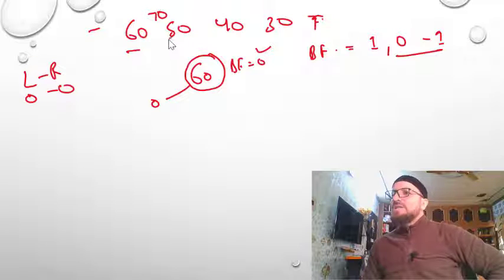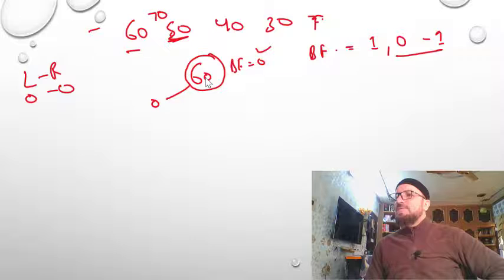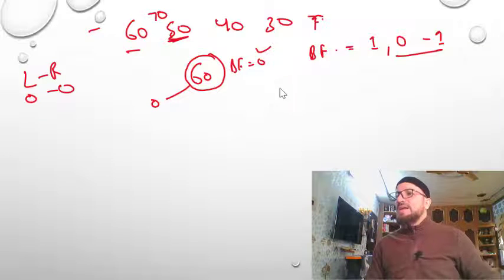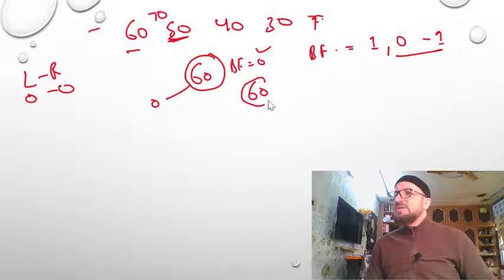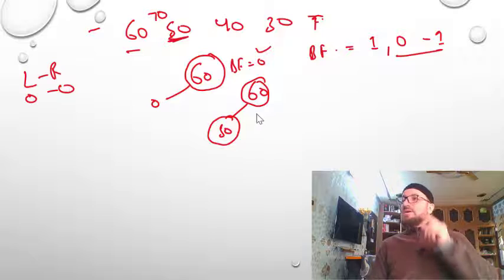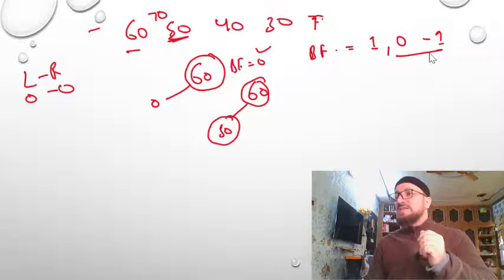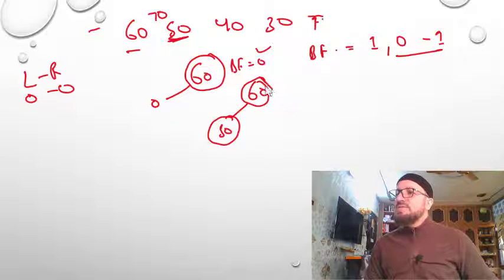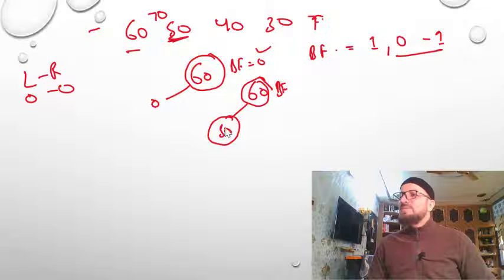Now after 60, I am going for 50. 50 is lesser than 60. We know in a binary search tree it has to be on the left side. So 60 is here, and now 50 is to be attached on the left. I check the balance factor. If the balance factor doesn't come like this, then I go for rotation. The balance factor of this: left subtree height is 1 and right subtree height is 0. 1 minus 0 is 1. Okay, it is 1. That's perfect.